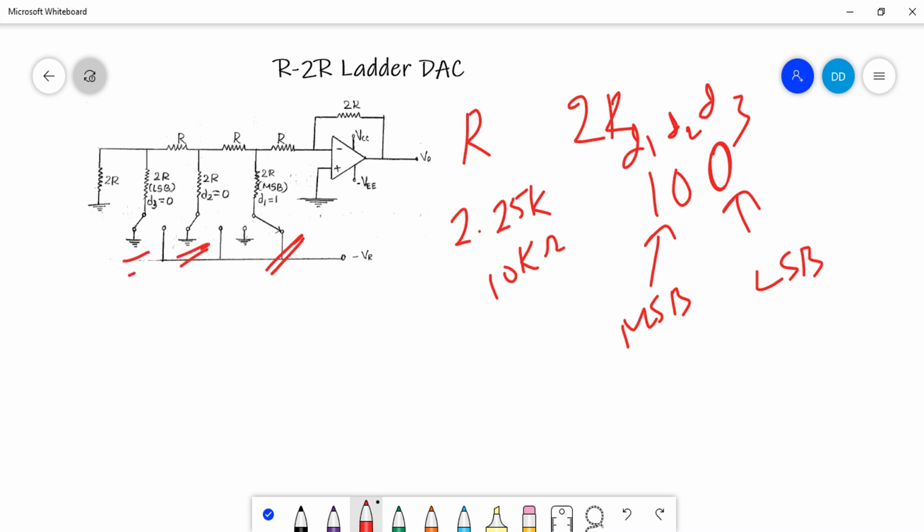So D1 is connected to the reference voltage, D2 and D3 are connected to the ground, and it is connected to the op-amp via the input resistor, which is the R-2R combination. So the switch positions you can see. We will draw the equivalent network over here.